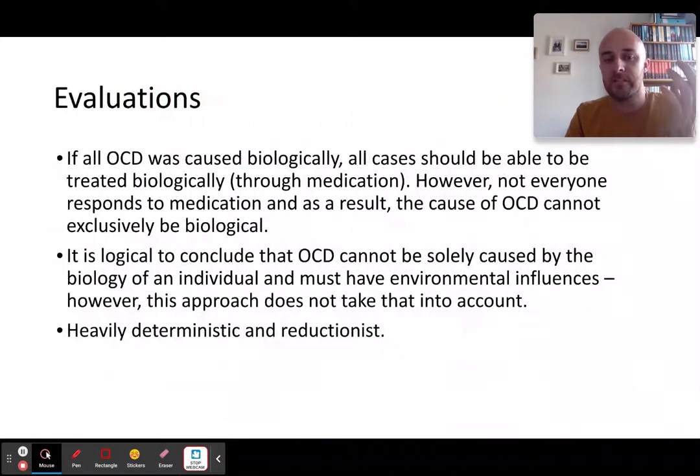A couple of evaluations. Yes, it is able to be treated biologically. These are easy. Biological explanations are easy to actually tackle. They're biologically deterministic, and they say we have no free will. They are biologically reductionist, and they reduce complex behavior down to one single variable, which may be too simple. However, it is logical to conclude that OCD cannot solely be caused by the biology. There must be environmental factors to take into account, because I've not said the word 100% so far.